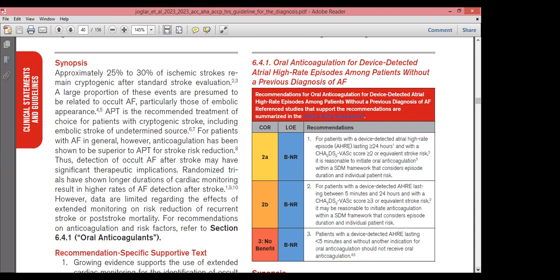But if it's between 5 minutes and 24 hours, and now their CHA2DS2-VASc score, they took it up with 1 point, greater than 3 or greater than 3, then it's also reasonable to anticoagulate them. But if the atrial high rate episode is less than 5 minutes, it is unreasonable to anticoagulate them. So it's a class 3 recommendation. So don't anticoagulate them.